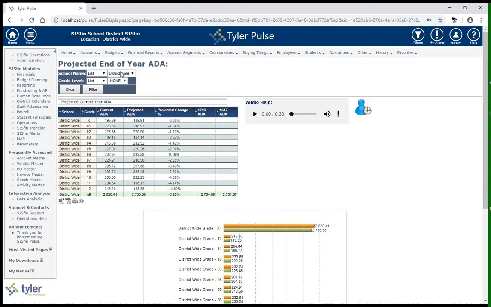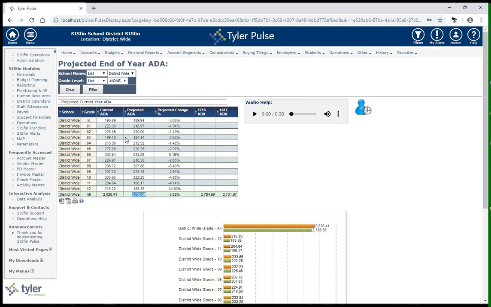On the first screen, the purpose of this screen is to take your current ADA that is being calculated by SIS K-12 Pulse and to project what it will be at the end of the school year. The way that we're doing this is we're looking at this day, whatever today is, and the same day last year in SIS K-12 Pulse, and then figuring out what the change in your ADA was by school, by grade level, between today and the end of the year.